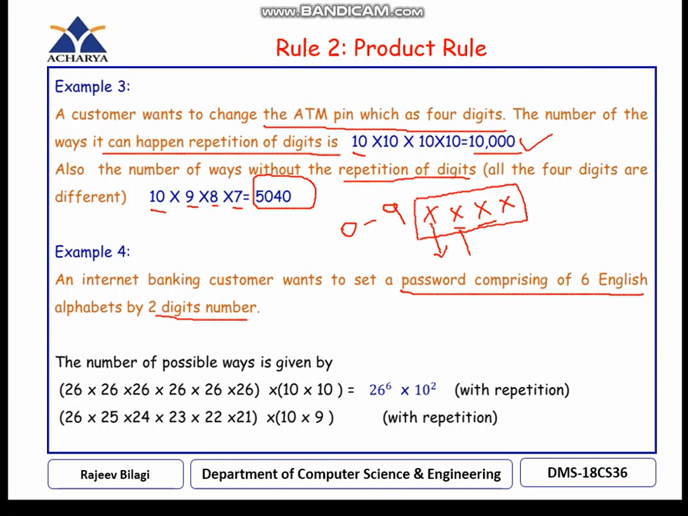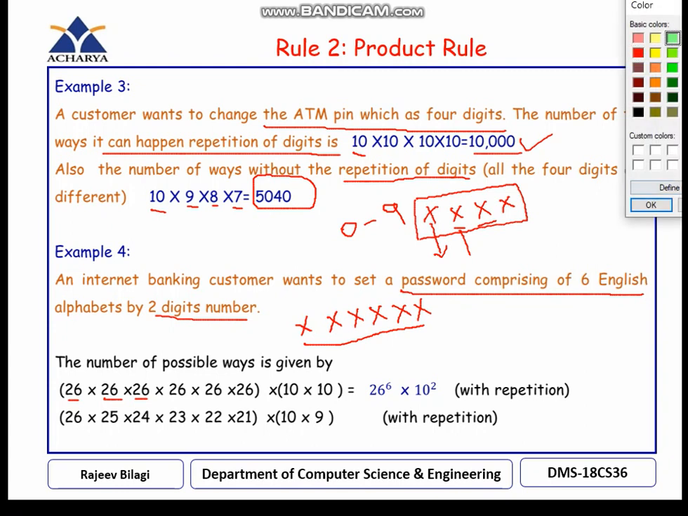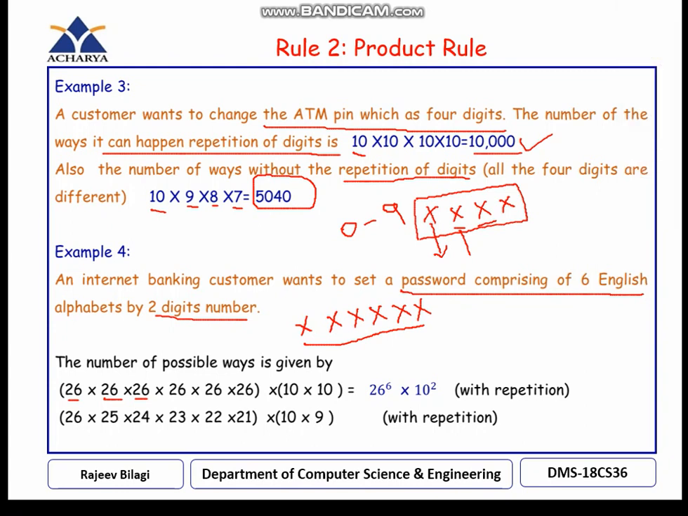So if you look at 6 places, the first place you have 26, the second also you have 26, the third also you have 26 options. Fourth, fifth, and sixth are all repeated. So hence, I will take the password as digits.